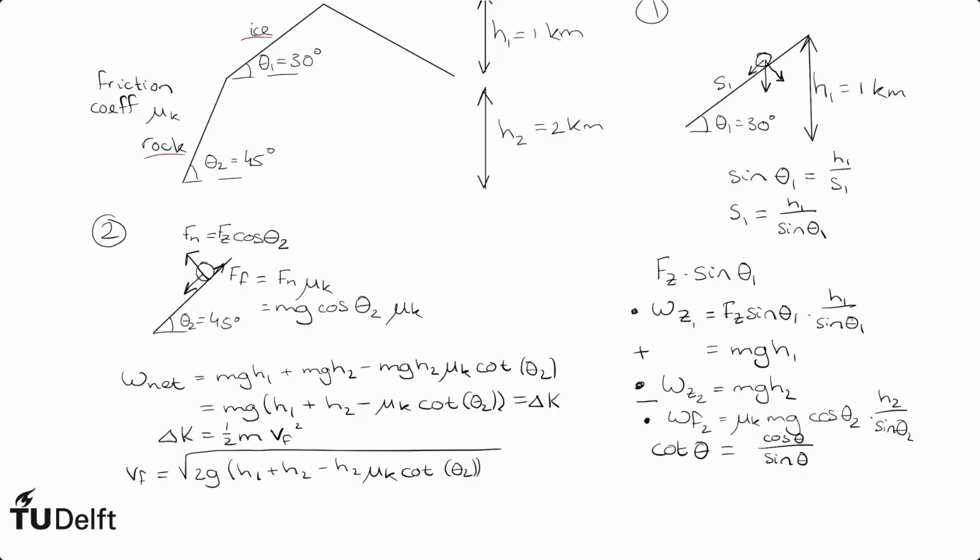Alright, so what have we done? We've calculated the work by chopping up the problem in bite-sized pieces. On the ice, we only had the force of gravity, it was constant there, and so we could calculate the work quite easily. On the rock, we had two forces, gravity and friction.